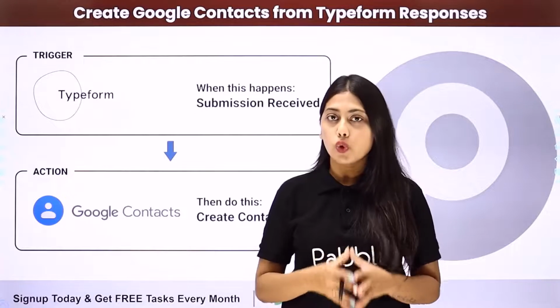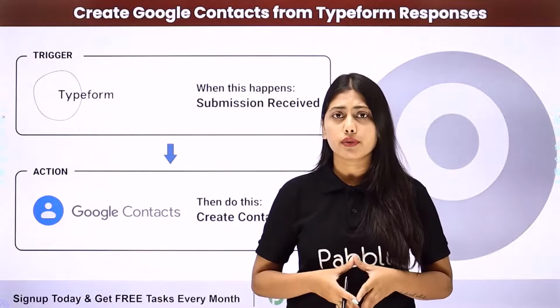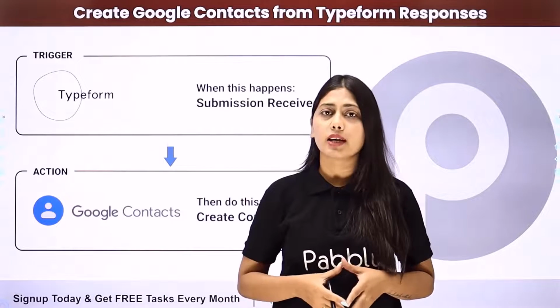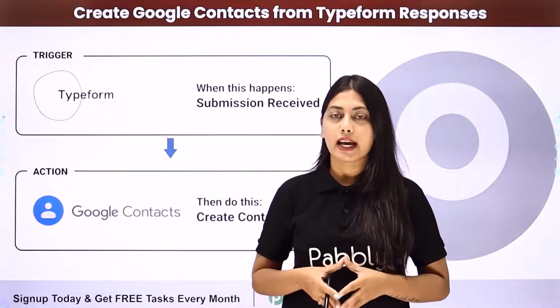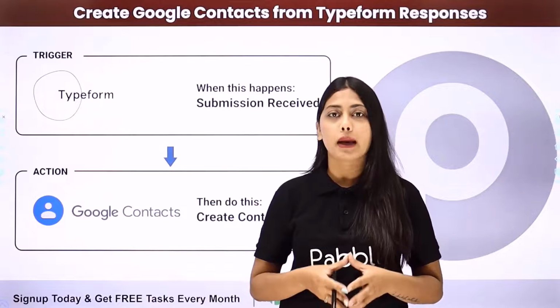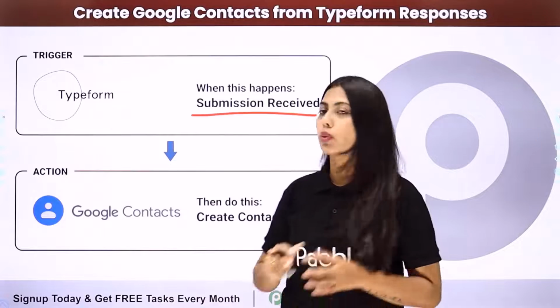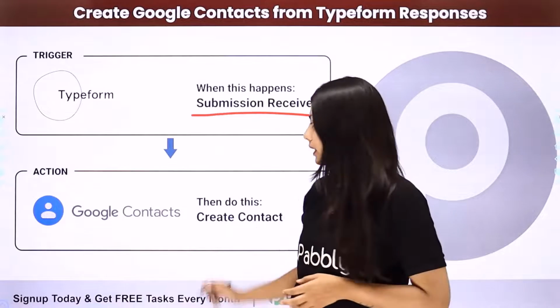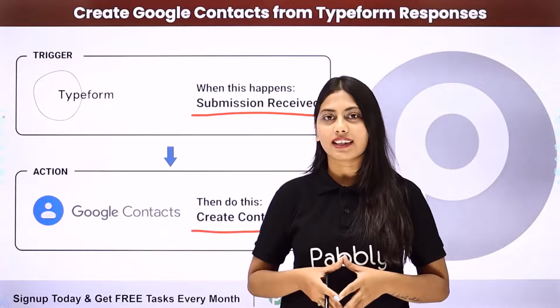Today we will learn how to create Google contacts from Typeform responses. So there is no worry about creating Google contacts again and again, because you can just create a form using the form builder application Typeform, and every time the form is filled, you will get a new Google contact created automatically using this automation that you will be creating using Pabbly Connect. In this automation, our trigger will be the submission received from Typeform and our action will be creating a contact in Google Contacts. Let us learn how to do that.